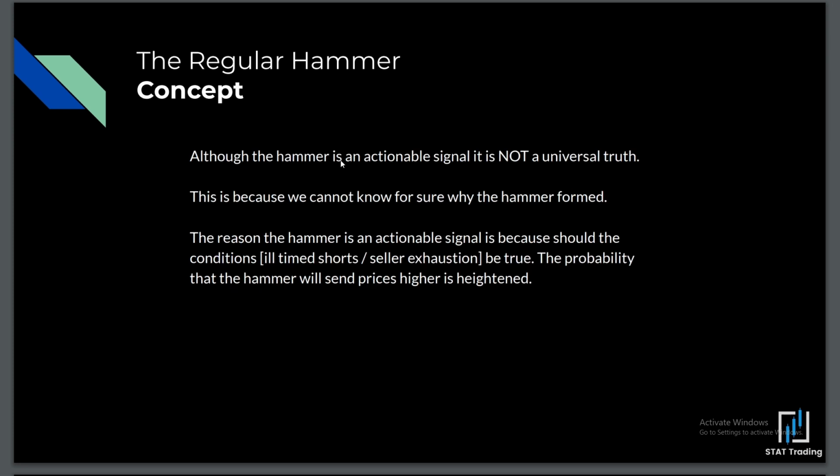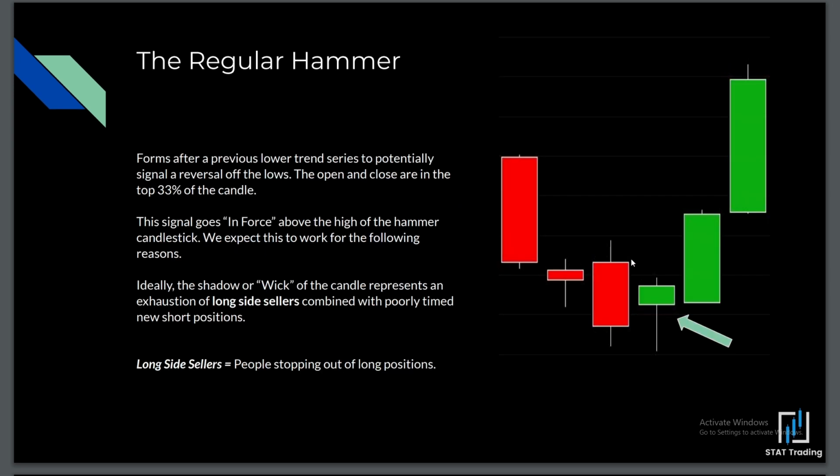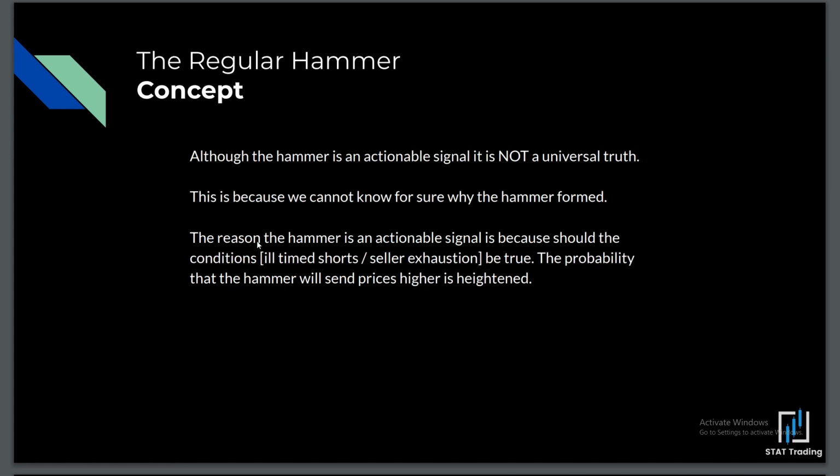And although the hammer is an actionable signal, it's not a universal truth. And this is because we cannot know for sure why the hammer formed. Meaning, we don't know for sure if people actually got shorts in here. It could have just been people stopping out. And we also don't know for sure if this is just people stopping out or not. It could just be people shorting it. So we don't know. But we do know the reason that the hammer is an actionable signal is because should the conditions of ill-timed shorts and seller exhaustion be true, the probability that the hammer will send prices higher is heightened.